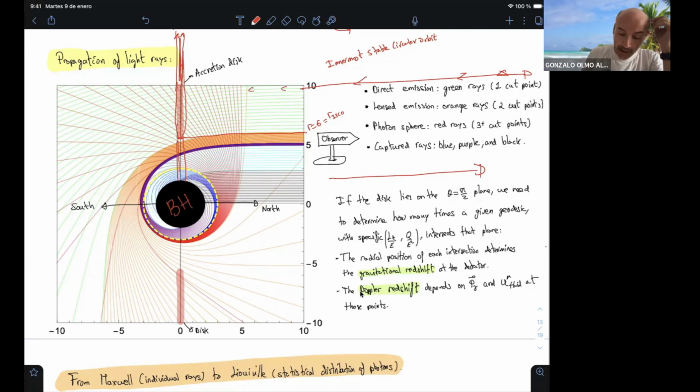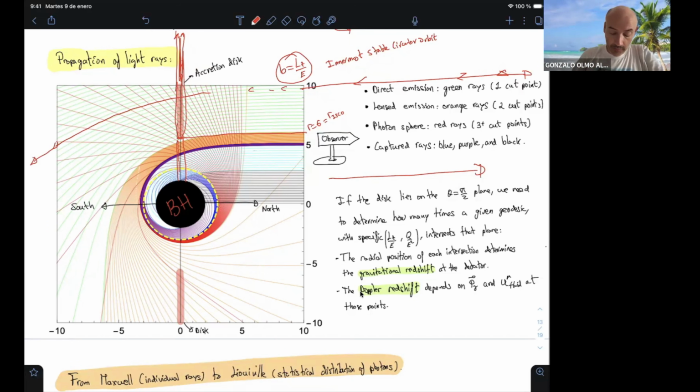Since the impact parameter of this geodesic is relatively high, around 10, the impact parameter I'm referring to is this quantity. It is 10. Then this green light ray is weakly deflected. So it is deflected, but not too much, and it will move to infinity in that direction with a slight deflection.